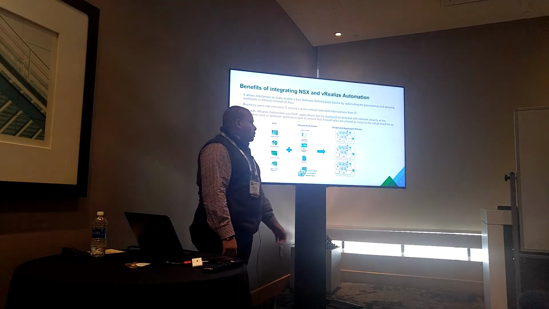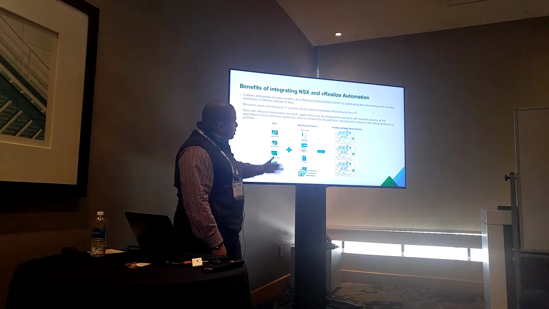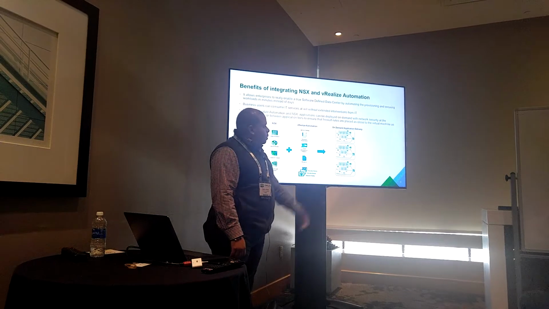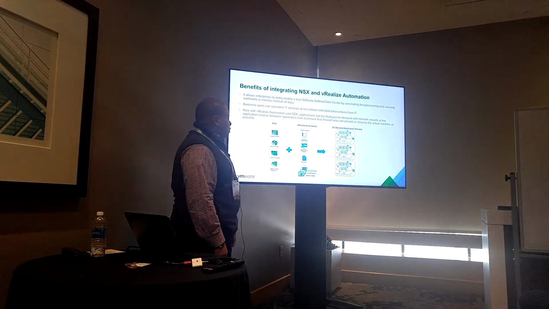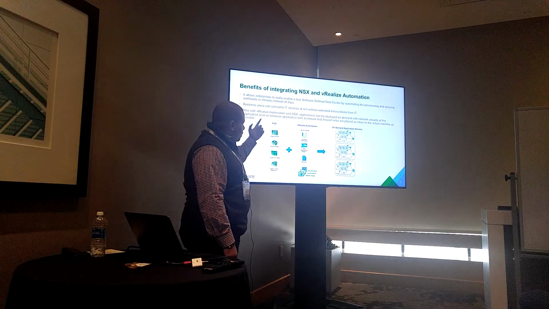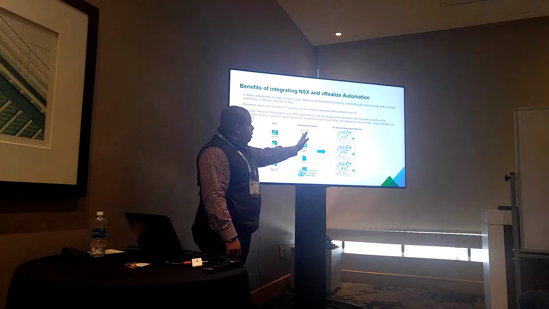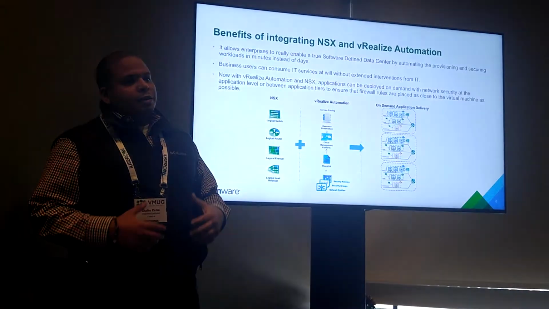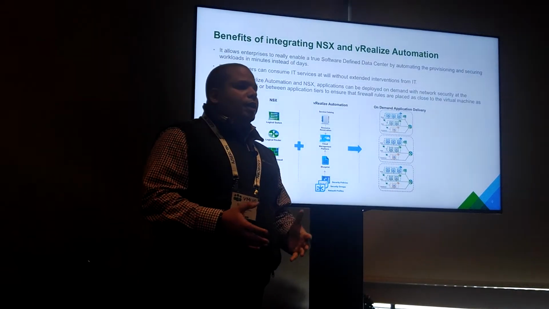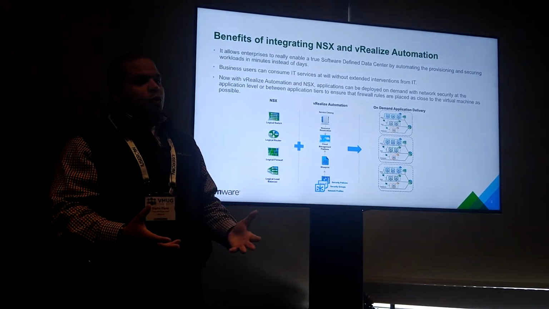So this graph explains the combination of NSX, vRealize Automation, and on-demand application delivery. With NSX, we can create in software resources like logical switches, logical routers, logical firewalls, and logical load balancers. Via vRealize Automation, we can create a service catalog. What is a service catalog? A service catalog is a container that has items that you can consume on demand.